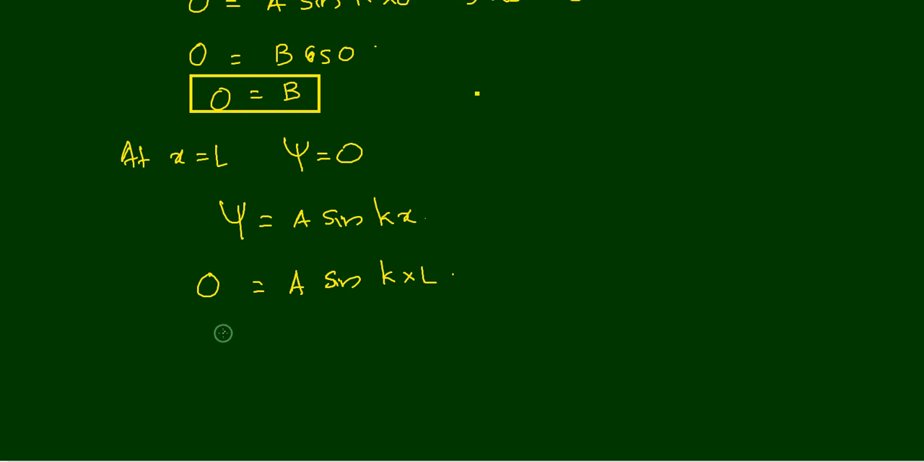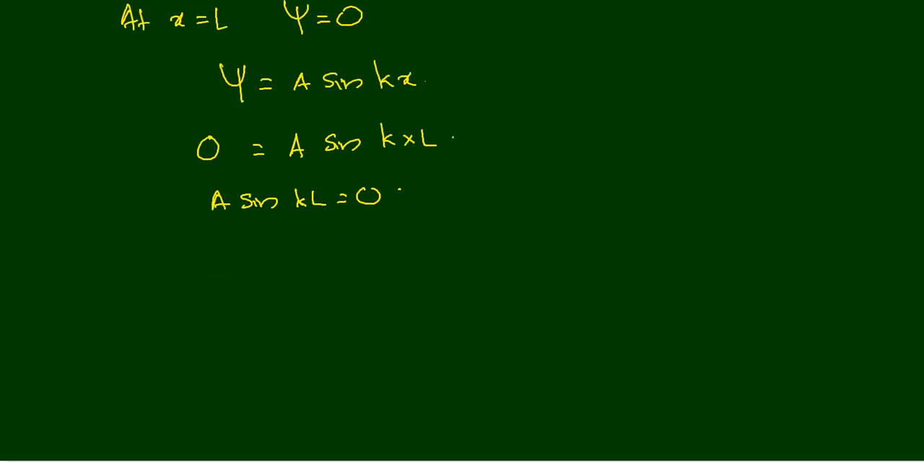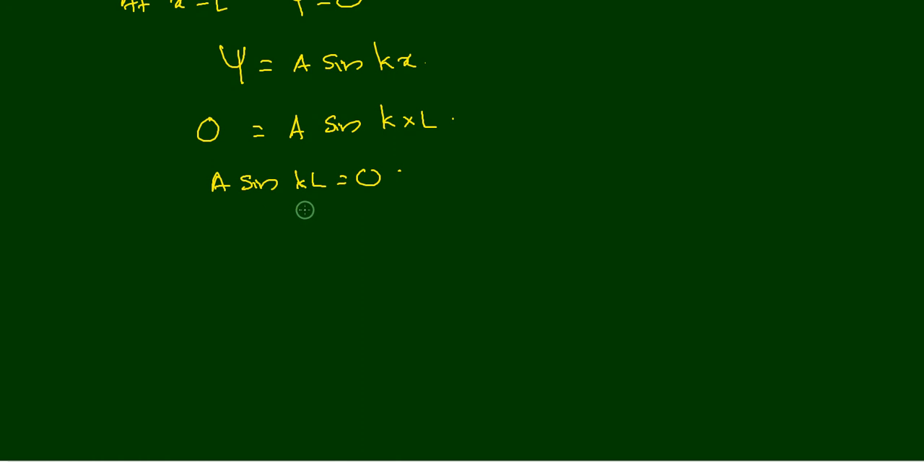or a sine kL is equal to 0. This is possible in two ways. The first possibility is that a is equal to 0.